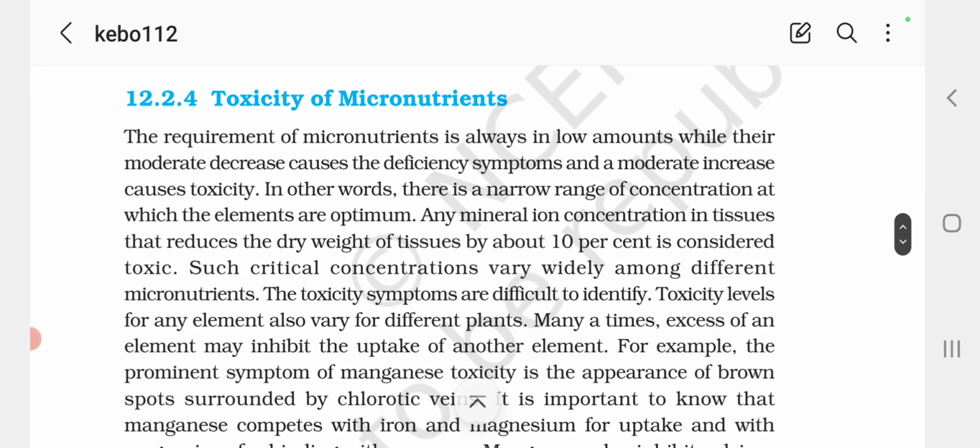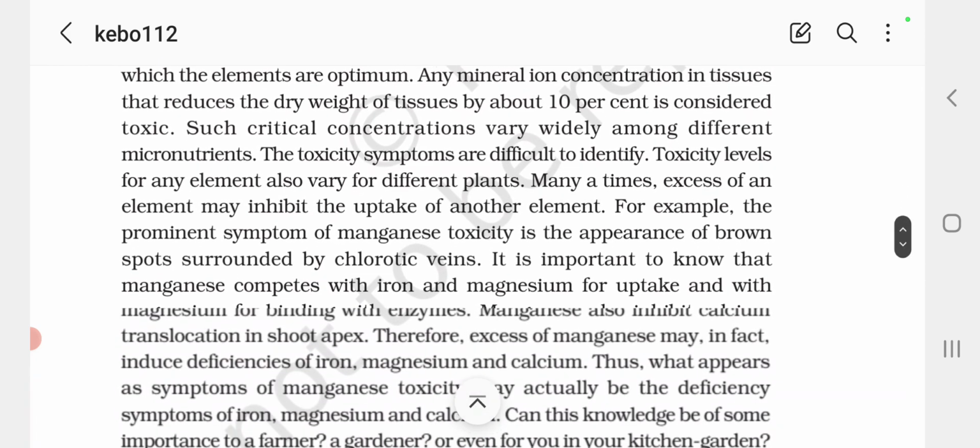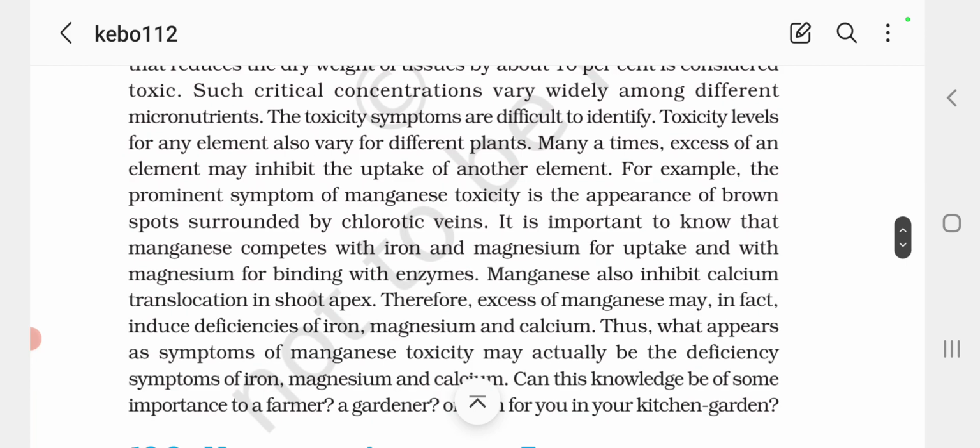12.2.4 Toxicity of micronutrients. The requirement of micronutrients is always in low amounts, while their moderate decrease causes the deficiency symptoms and a moderate increase causes toxicity. In other words, there is a narrow range of concentration at which the elements are optimum. Any mineral ion concentration in tissues that reduces the dry weight of the tissues by about 10% is considered toxic. Such critical concentrations vary widely among different micronutrients. The toxicity symptoms are difficult to identify. Toxicity levels for any element also vary for different plants.